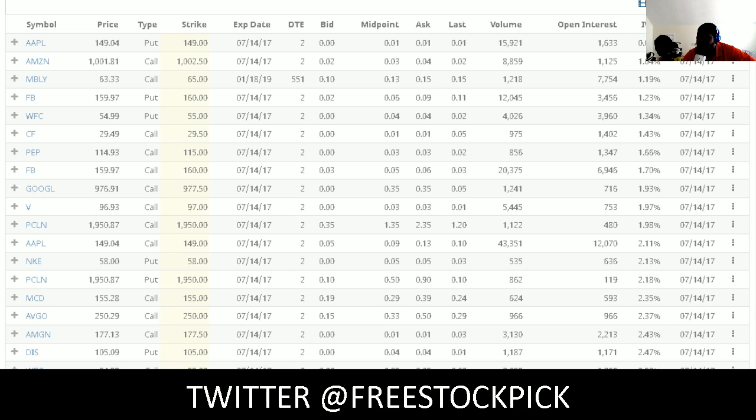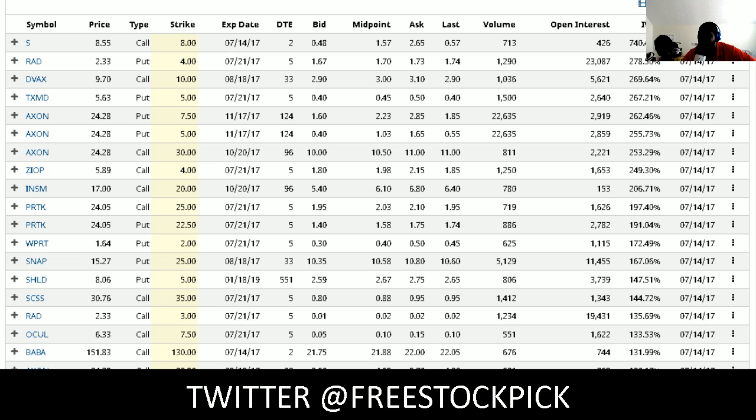For example, let's look at some bearish, high implied volatility. These are stocks that people expect to do very poorly, and these are stocks that have been doing very poorly. Sprint, Rite Aid, DVAX, I know it's a biotech company off the top of my head, Snap, Sears, SHLD. Alibaba has actually been doing pretty well, but these are bearish. These are stocks that have very high implied volatility, so the market expects these to do very poorly.